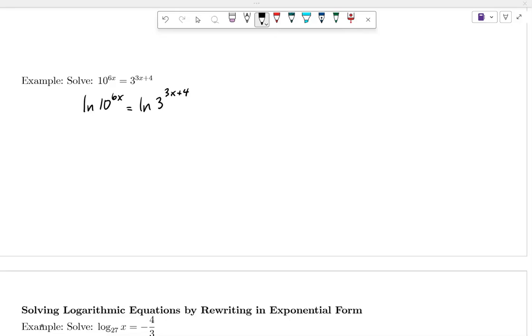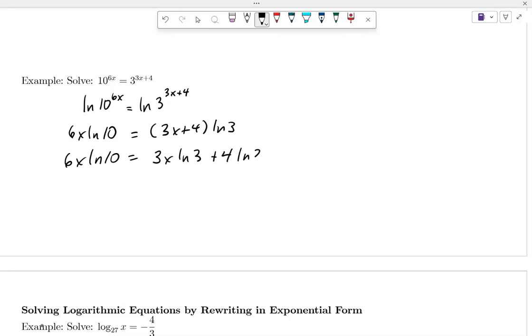Again, the reason why we do that is because the variables are up in the exponent. We want to get them down out of the exponent. So we can bring the 6x down in front, and we can bring the 3x plus 4 down in front. Everybody okay with that first step? That's an important first step, right? Okay. Now, the left-hand side don't have a lot of algebra to do, right? What can you do on the right-hand side, or what do you need to do on the right-hand side? You got to distribute again, right? So when we distribute, we'll get 3x natural log of 3 plus 4 natural log of 3.